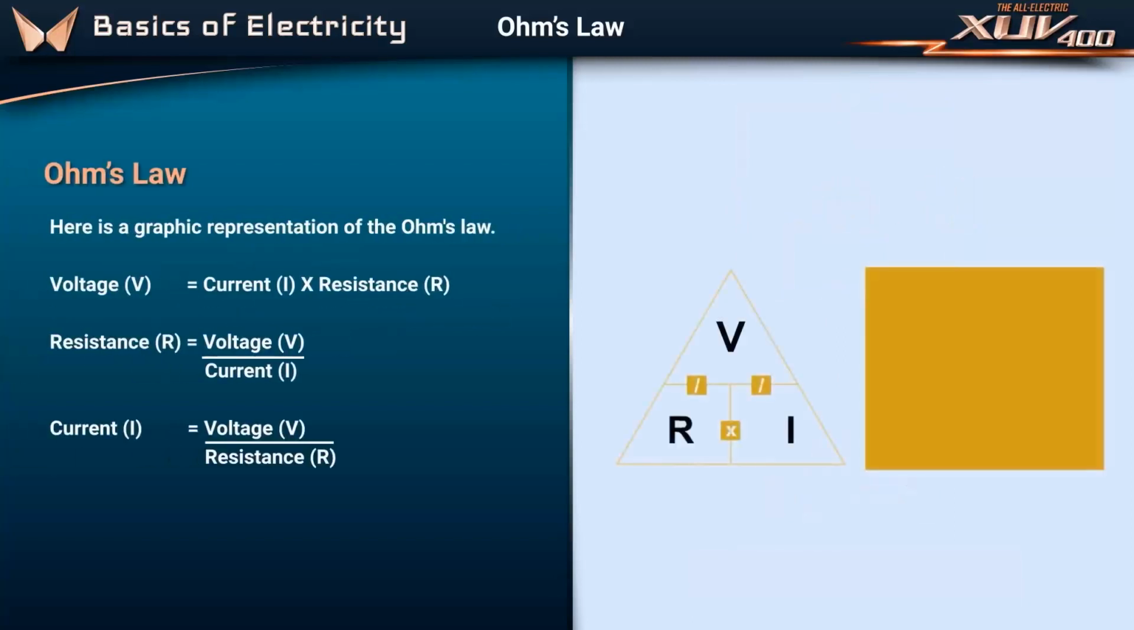Ohm's law. Here is a graphic representation of Ohm's law. Voltage, V, is equal to current, I, multiplied by resistance, R. Resistance, R, is equal to voltage, V, divided by current, I. Current, I, is equal to voltage, V, divided by resistance, R.